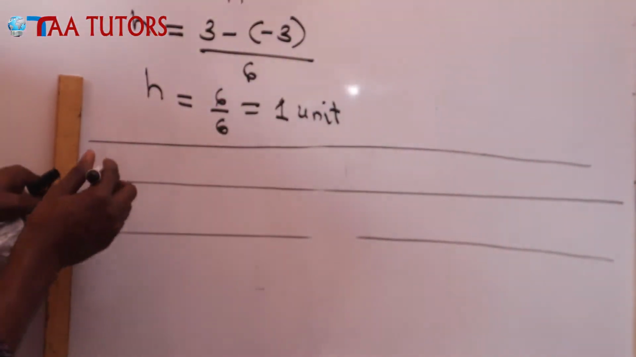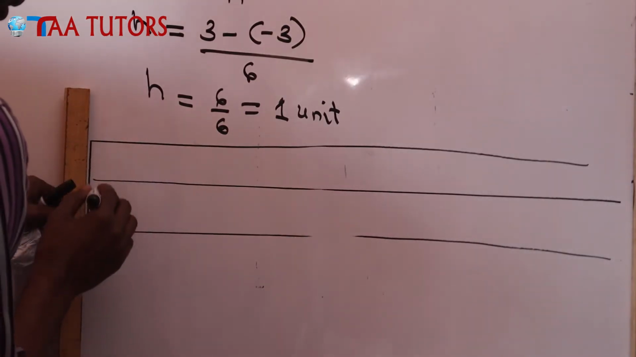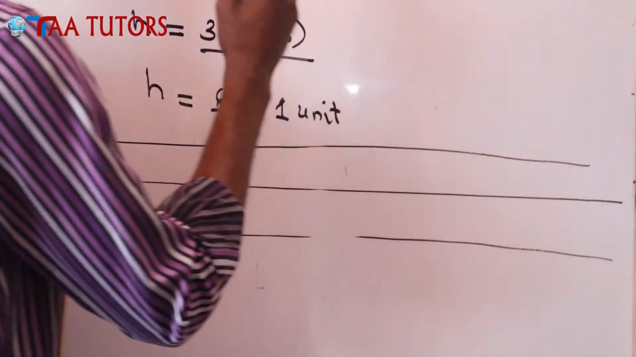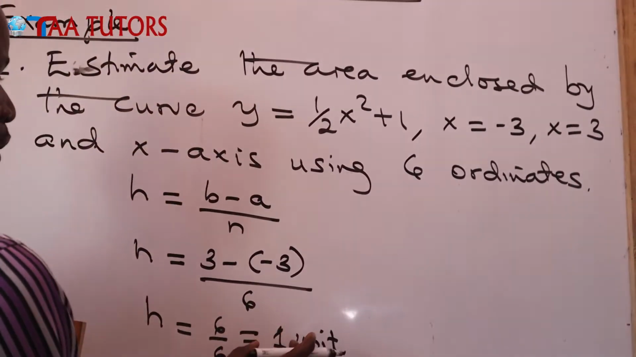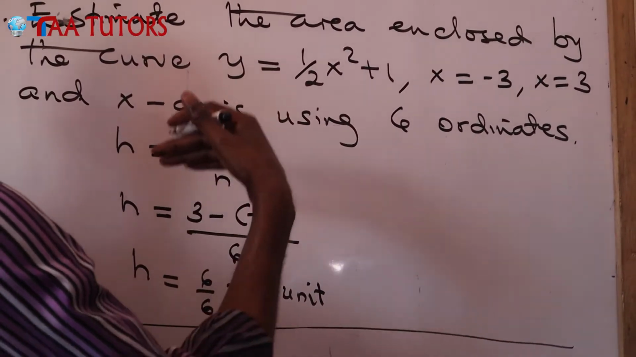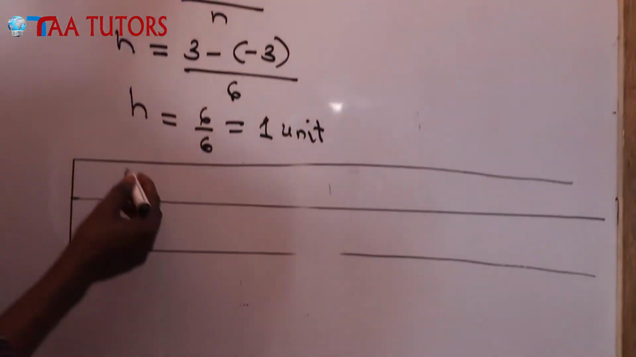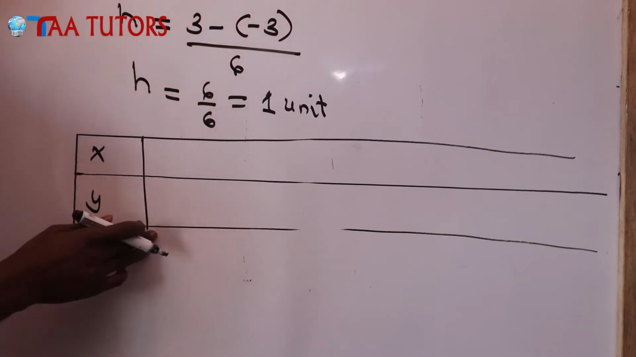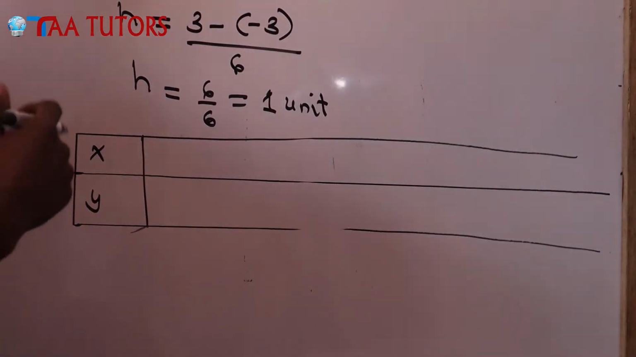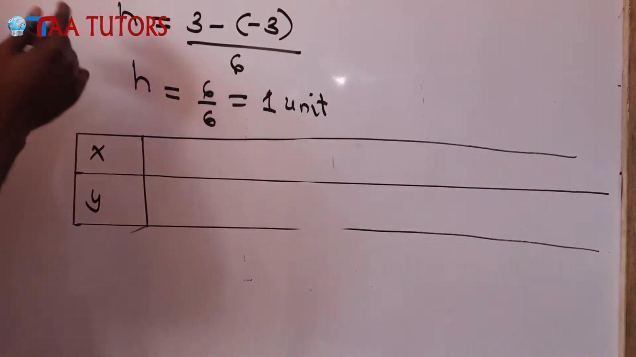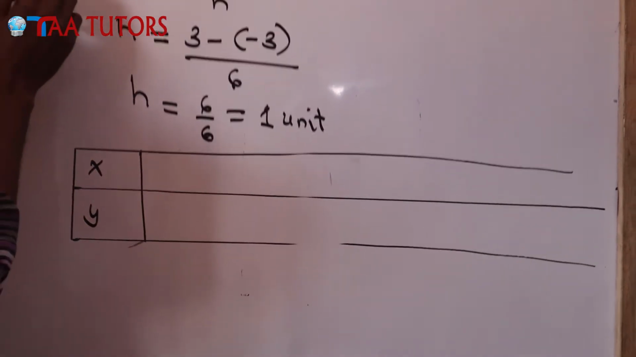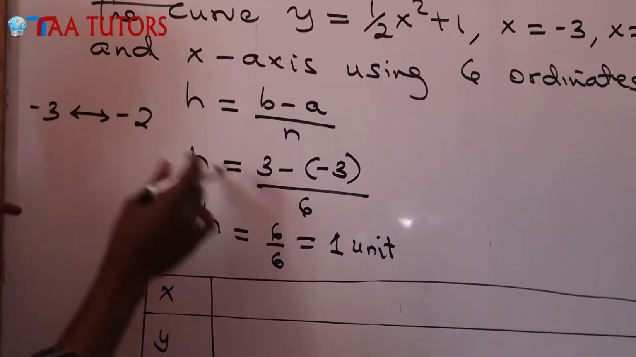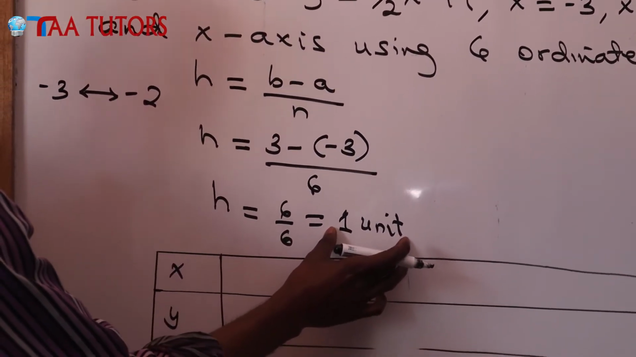The mid-ordinates y1 to y6, as we have from negative 3 to 3. So if you have 1, 1, 1, from negative 3 to 3, you will be having 6 ordinates. If you have x, y here, these values of x must be at the mid-ordinates. Now if I take 1 unit from negative 3 to negative 2, that will be 1 ordinate, because we are dealing with 1 unit height or width.